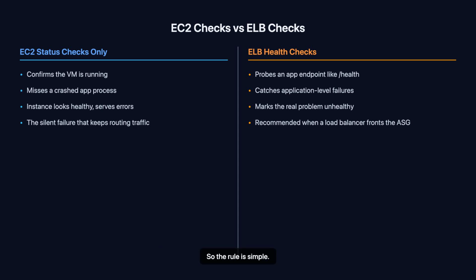So the rule is simple. When a load balancer fronts your group, use ELB health checks, not EC2 checks alone. Otherwise, you'll happily route traffic to a broken app.